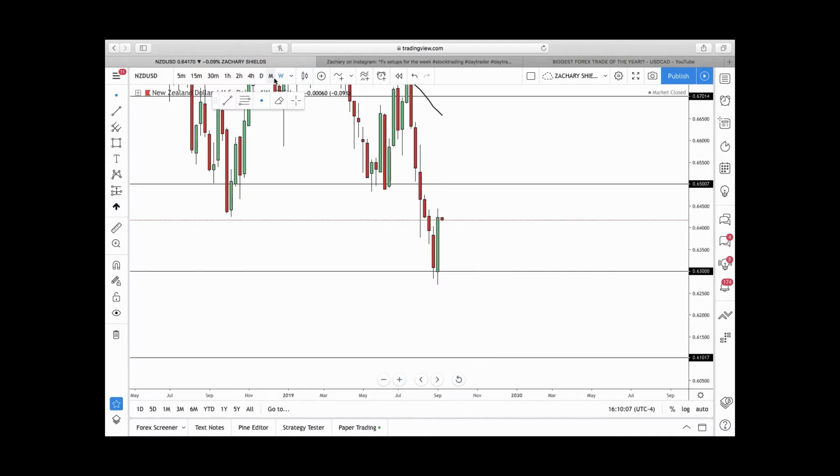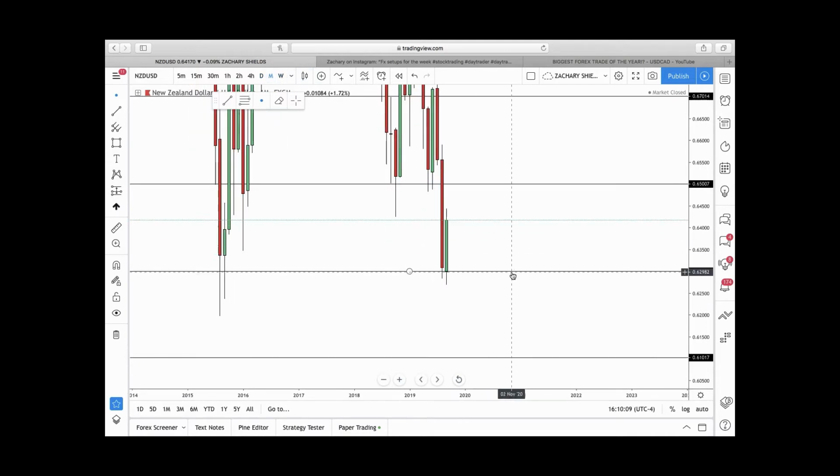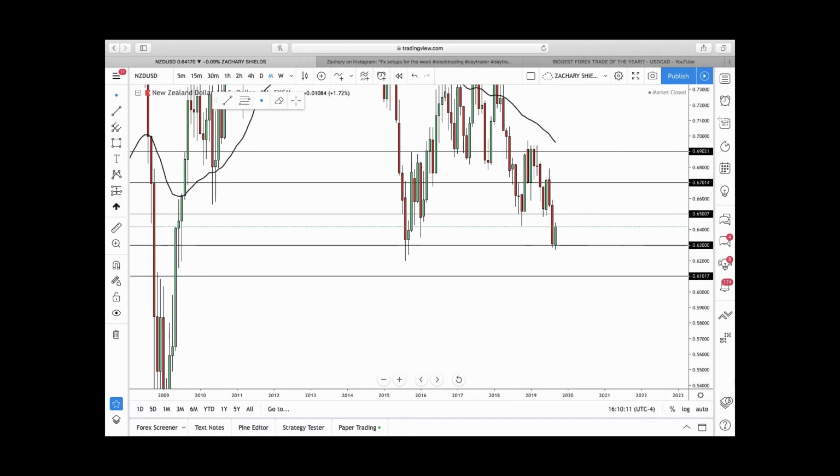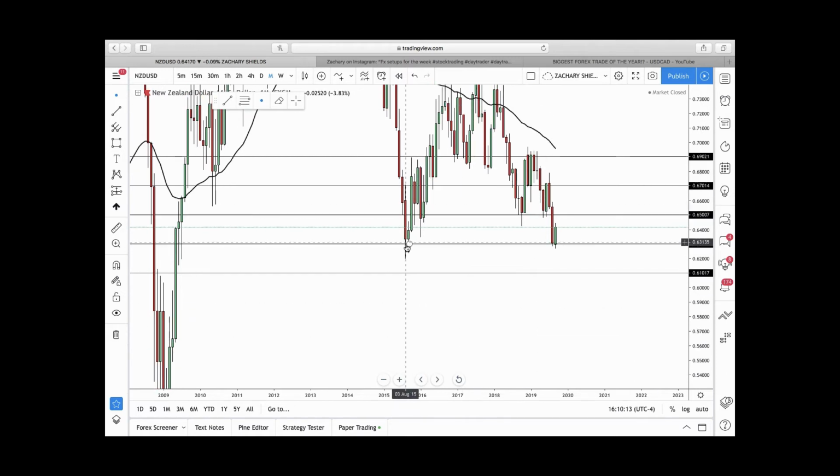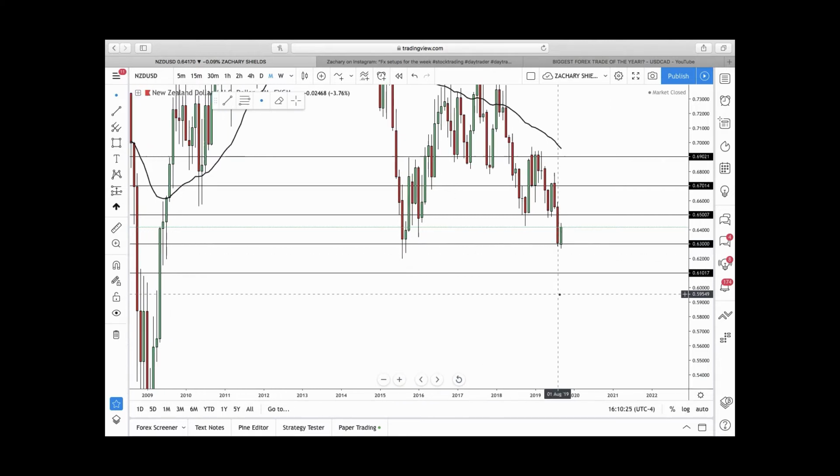Let's start with the monthly time frame. It's a new month. We definitely came into 0.6300, which was the last time we came to 0.6300, about August 3rd, 2015. Long time ago, about 4 years ago. And we've hit the lows again.